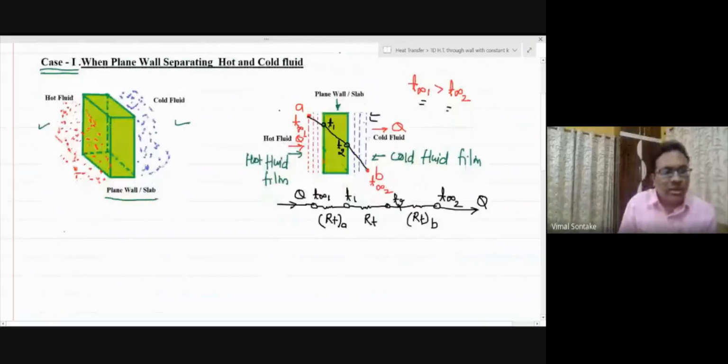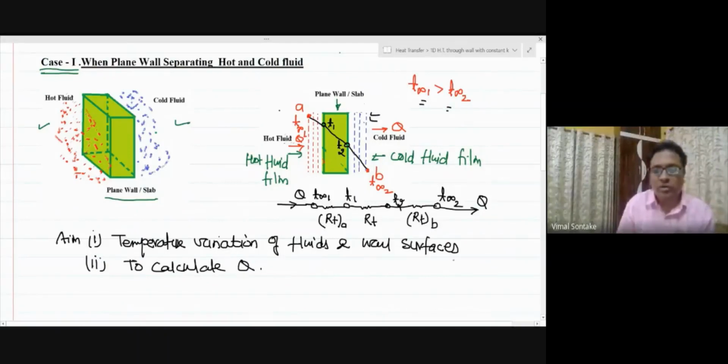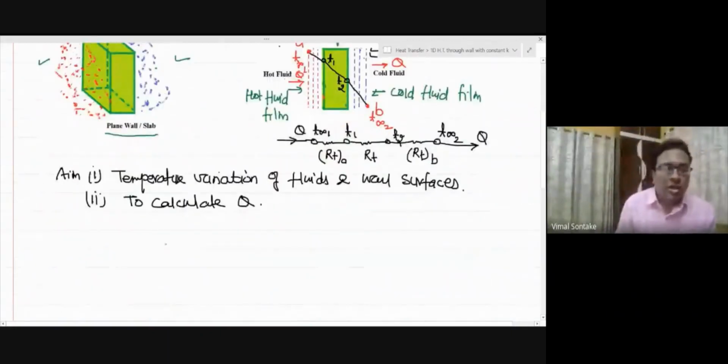Once again, as we have discussed earlier, our aim is to find out, first, the temperature variation of fluids and wall surfaces, and second, to calculate the heat transfer rate, that is Q. Now, how to achieve these two aims?